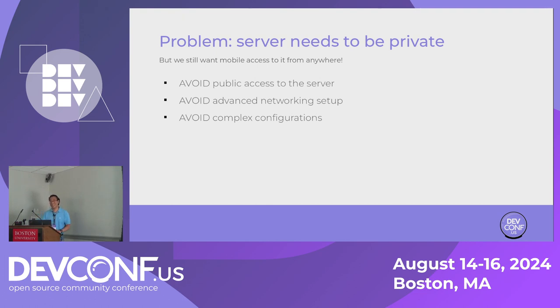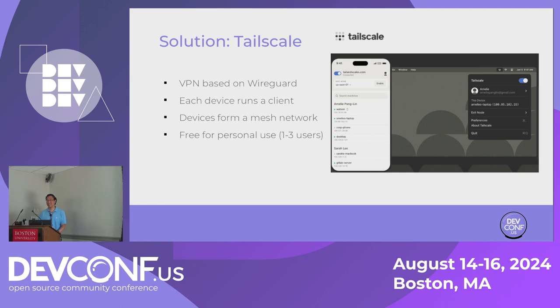Yes, someone said it. So the solution is Tailscale, or a zero trust networking product that will essentially set up, it's basically a VPN based on WireGuard. Each device that you have must run a client. So this would be each mobile device or laptop or desktop. And the devices form a mesh network.